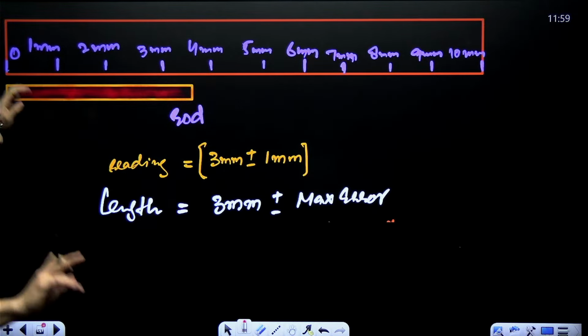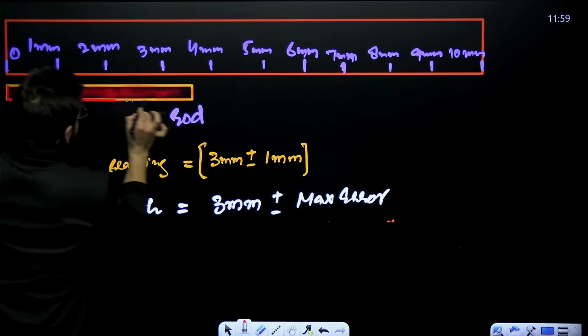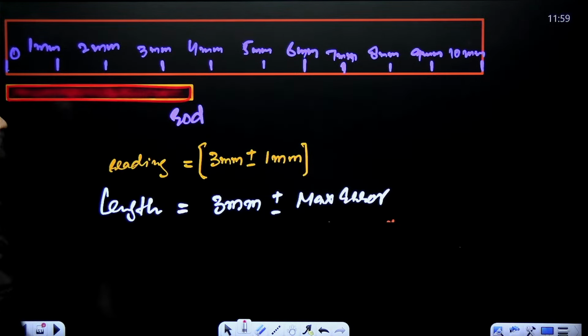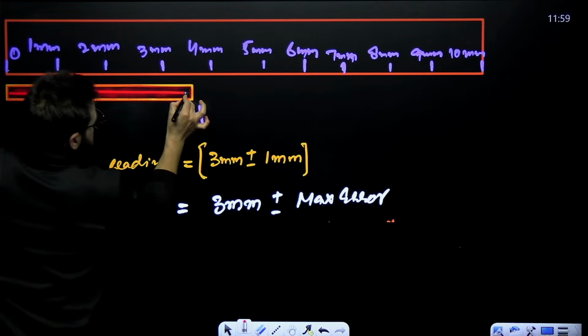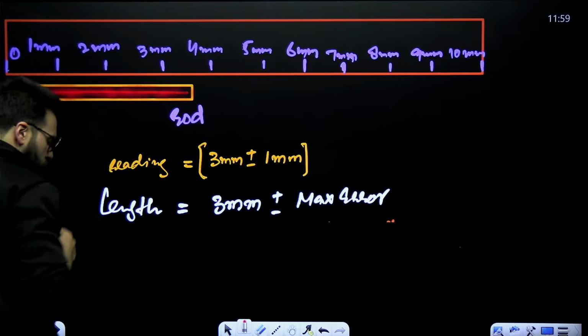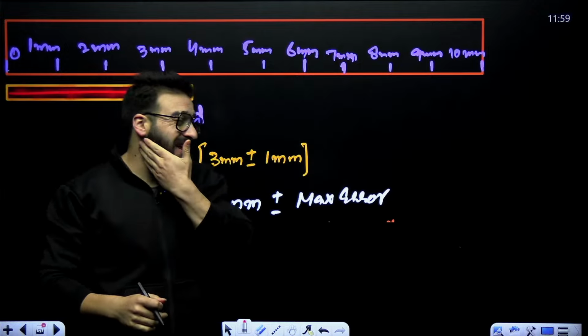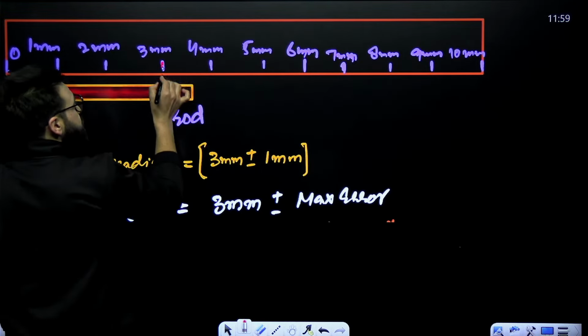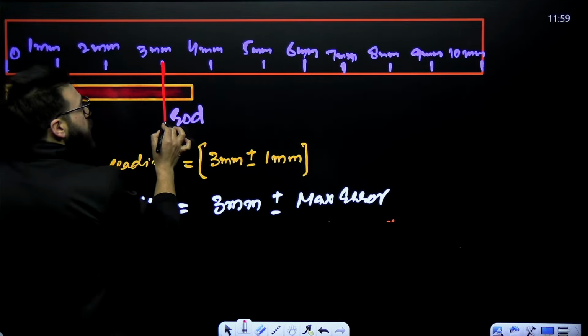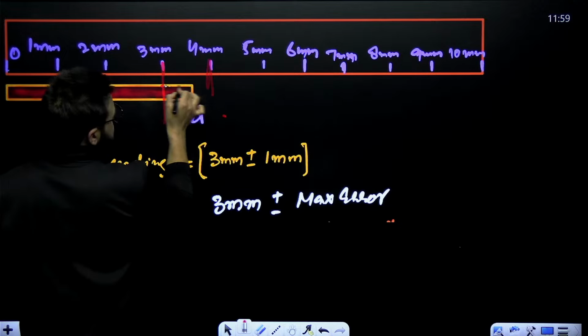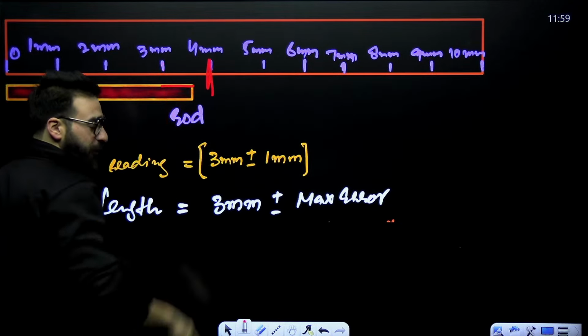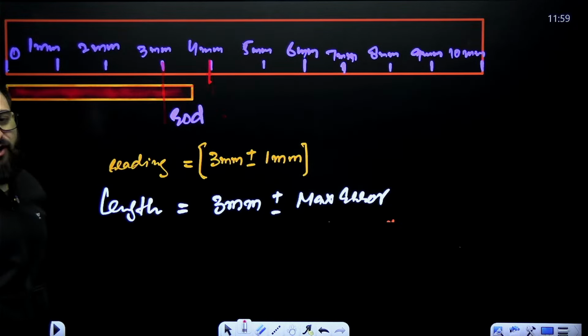Guys, see. Let's suppose I have got a rod. I have to measure the length of the rod over here. Understand very carefully. This much is the length of the rod. Could you please tell me how much is the length of the rod? Will you say 3 mm? Will you say 4 mm? It is greater than 3 and less than 4. What is the actual length of the rod over here?